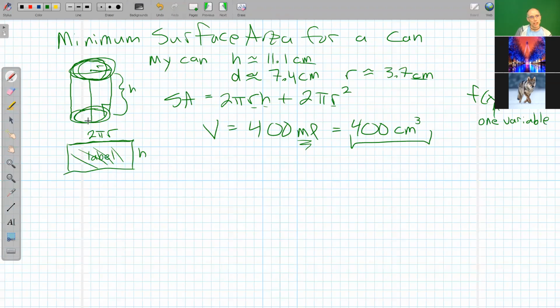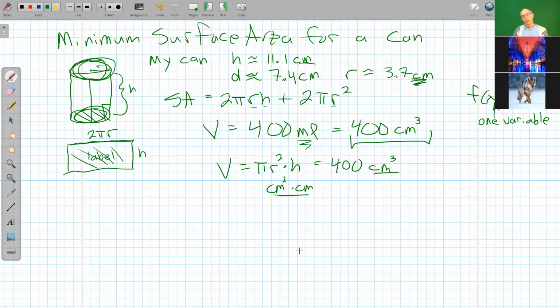And the volume of a can like this is just the area of the base times the height. So the area of the base is pi r squared, times the height. So this is the volume of this cylinder. And I claim I want a volume of 400 cubic centimeters. And that works out good because my r is measured in centimeters. So if I have centimeters squared from r for the area, h is measured in centimeters, times centimeters. So my units are going to match up there.